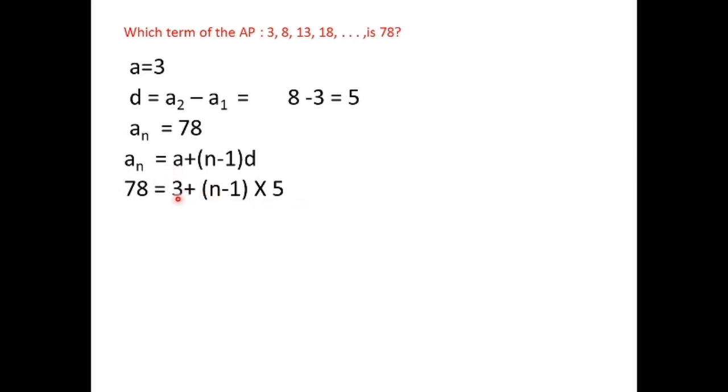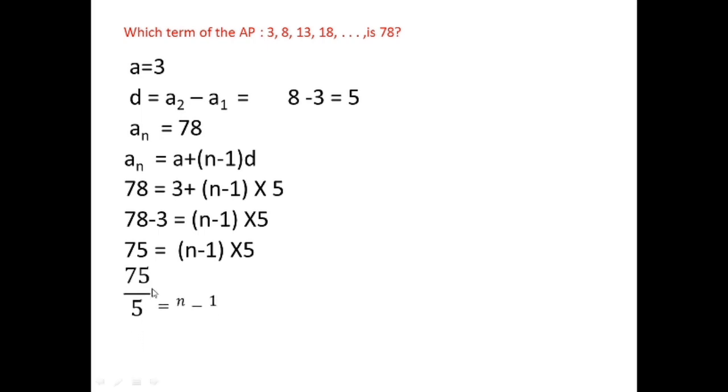Here plus 3, if we send it to the left side, it will become minus 3. So we can write it as 78 minus 3 is equal to (n minus 1) into 5. We know 78 minus 3 means 75 is equal to (n minus 1) into 5. Next step, we know already, into 5 we have to make it as divided by. So it will become 75 by 5 is equal to n minus 1. Finally you will get n value 16.